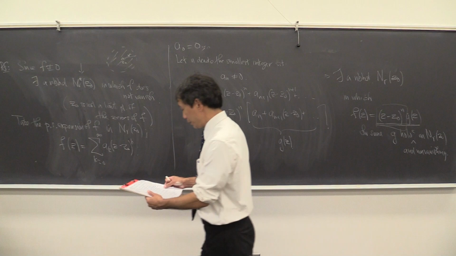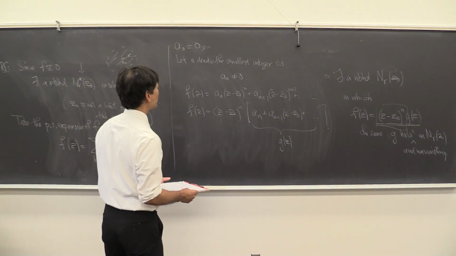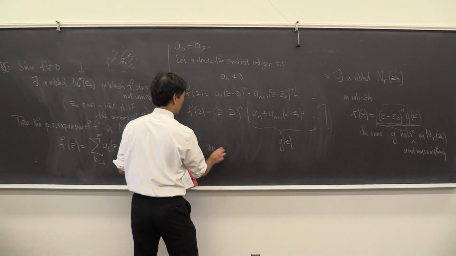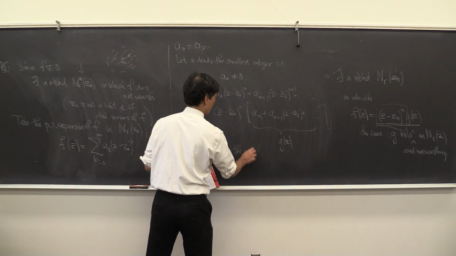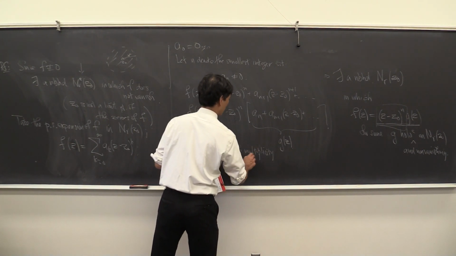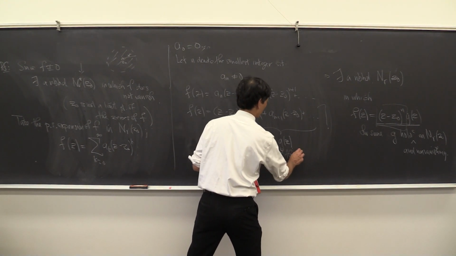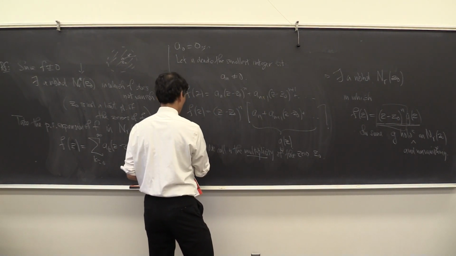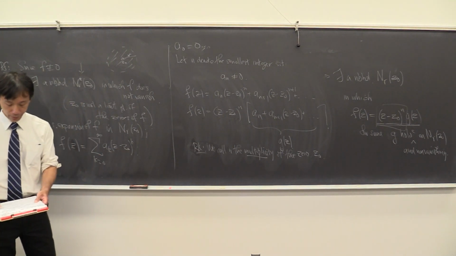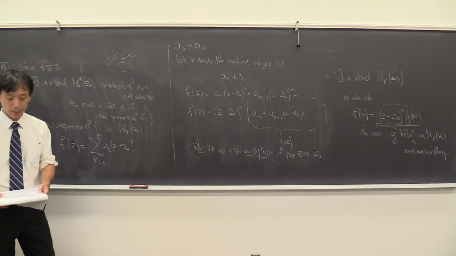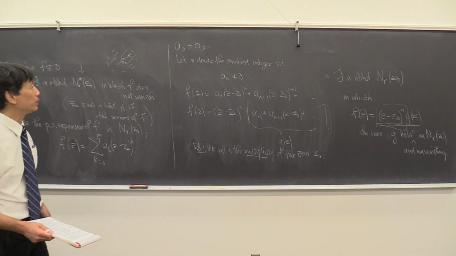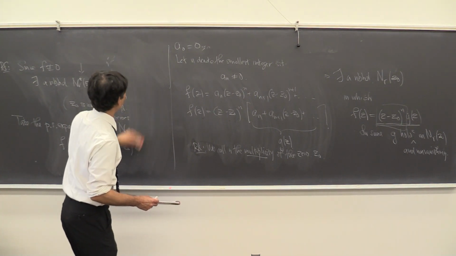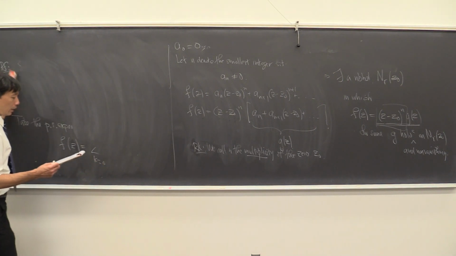Okay, just notation. We call n the multiplicity of the zero z naught. Just a remark. It's clear that that's unique. It's the smallest integer for which the power series expansion coefficient is not zero.